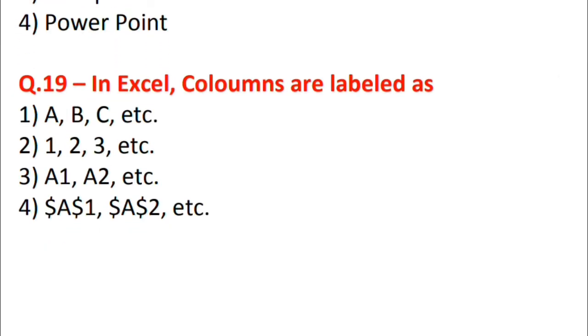Question number 19. In Excel, columns are labeled as A, B, C, 1, 2, 3, A1, A2, number 4, $A, $1, $A, $2. The right answer of question number 19 is number 1, ABC.